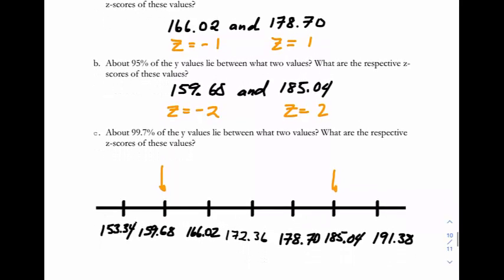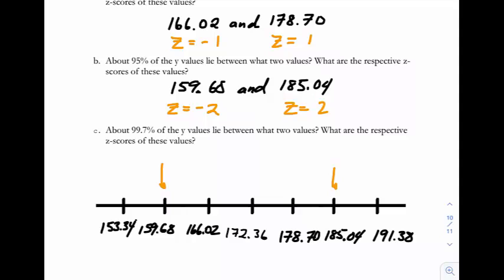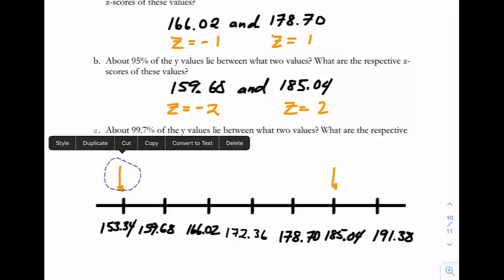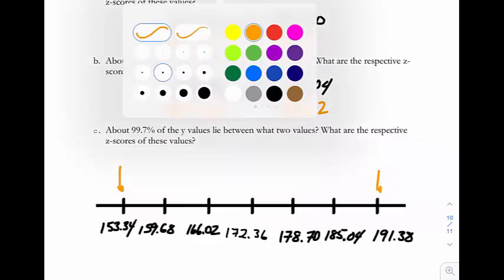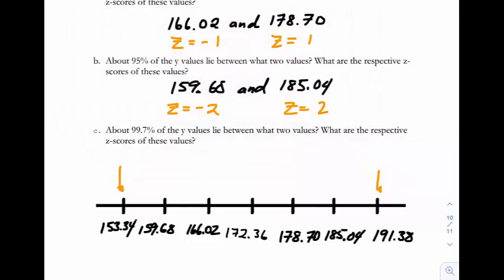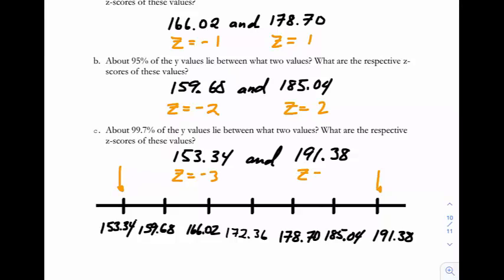And the last bit, what are the z-scores associated with 99.7%? Just one more time out here. The last two numbers would be between 153.34 and 191.38. Here we know that z is equal to -3 and that z is equal to +3.